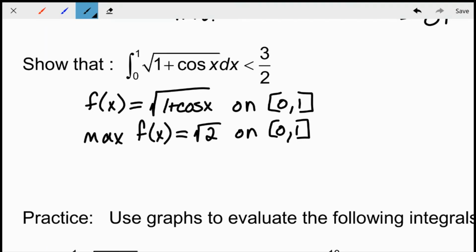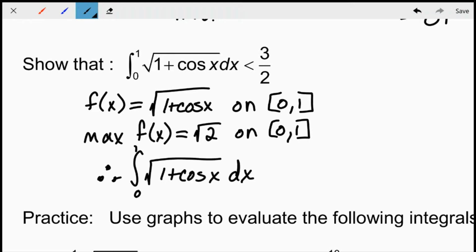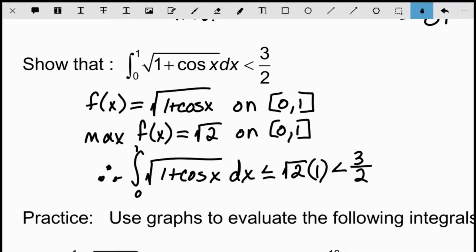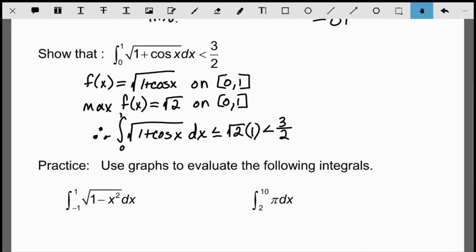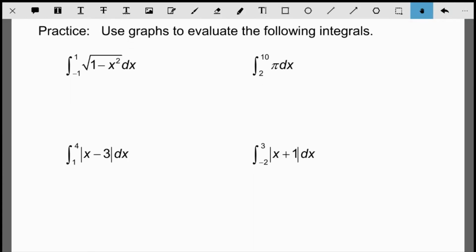So with that being the case, we can say, therefore, the integral from 0 to 1 of the square root of 1 plus cosine x dx would have to be less than or equal to the square root of 2 times 1. The square root of 2 is around 1.4, so we know that's definitely less than 3/2. All we did was apply that property using the maximum function value, and we know not only is it less than 3/2, it's actually less than the square root of 2.